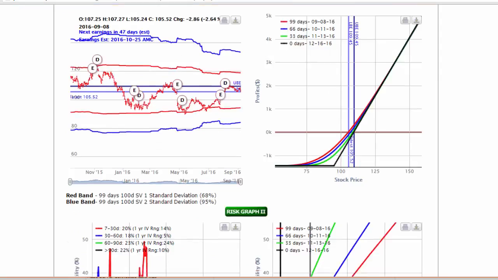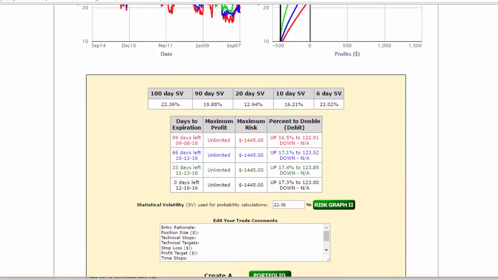Now, my platform also shows me, and this is what I like to see, how much movement in the stock I need to see before I can actually make a return of 100%. That's usually my first target. I want to double my money. You can see here that the stock needs to move up by at least 17.4% for this particular option to double.